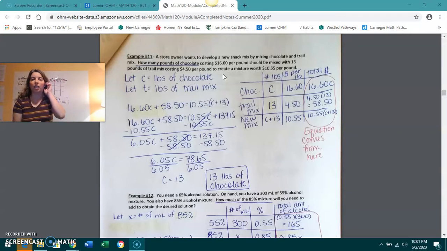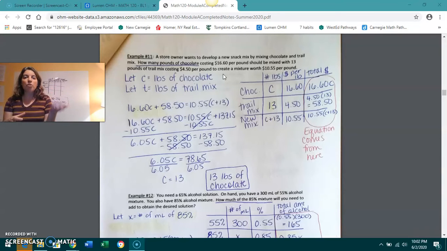Here's the general idea. You're going to make a new snack mix. You're going to mix chocolate and trail mix. Okay, the chocolate is expensive. It costs $16.60 per pound. The trail mix is cheap. It's only $4.50 a pound. Okay, you're going to mix them to make a snack mix. That's some chocolate, some peanuts, some raisins, whatever's in there, right?